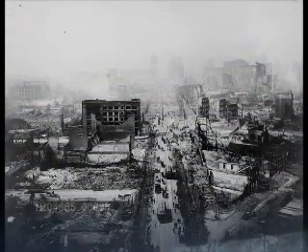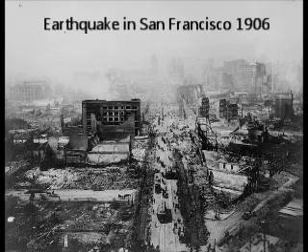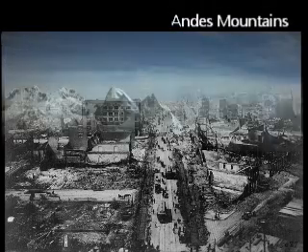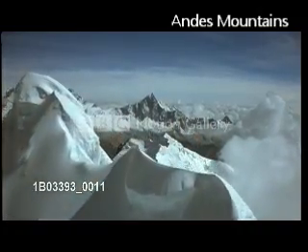The boundaries between tectonic plates can cause a lot of environmental disasters. Here's a real-life example of an earthquake that happened in San Francisco in 1906. Another example of something caused by a convergent boundary would be the Andes Mountains.